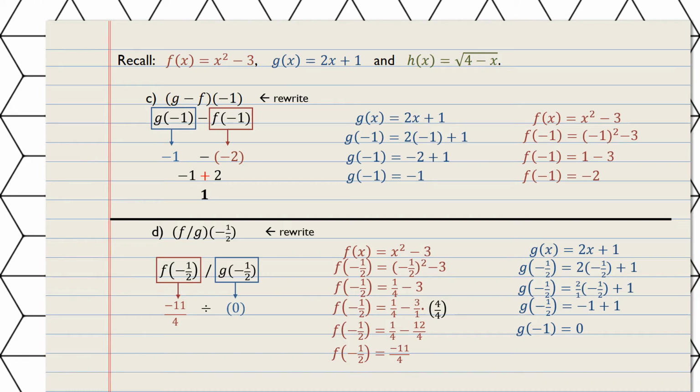So now we're ready to perform the operation of division. But what do you notice? You cannot divide by 0. That's not allowed. So what do we put as our final answer? We put the phrase undefined.